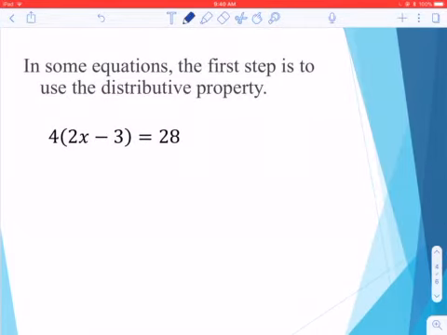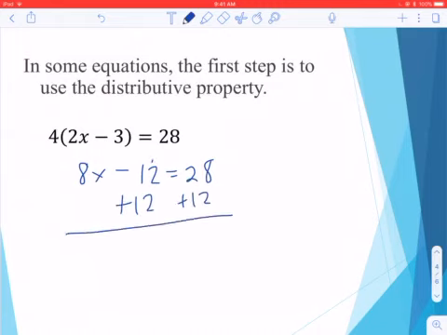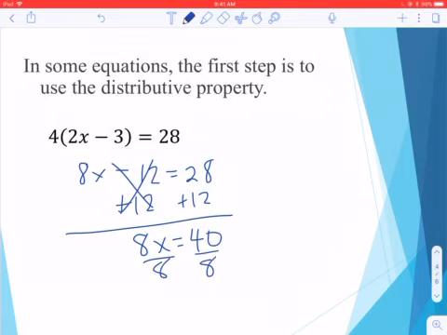Okay, one more problem. So we have 4 times 2x minus 3 is equal to 28. Distribute first. Gives me 8x minus 12 is equal to 28. Then again, 2-step problem. It's subtraction, so we need to add 12 to both sides of the equation. The minus 12 plus 12 cancel out. 8x is going to equal 40. Divide both sides of the equation by 8. X will equal 5.